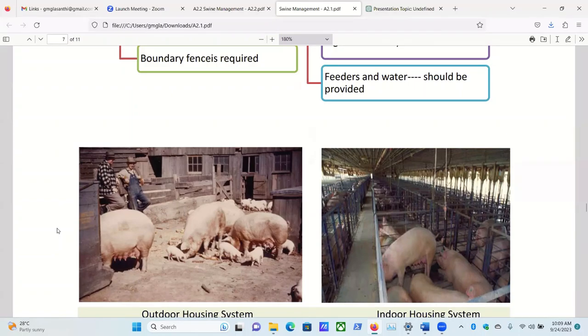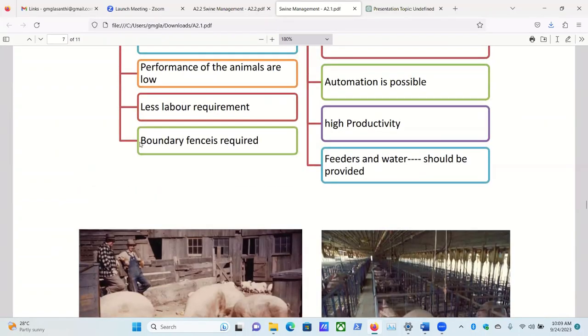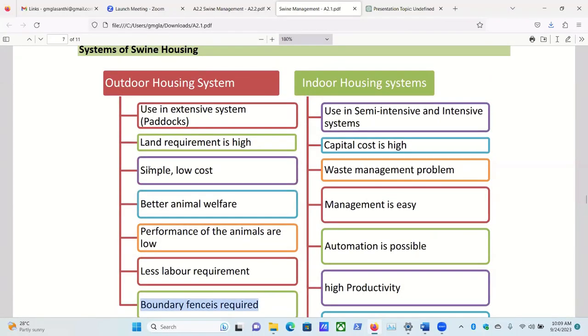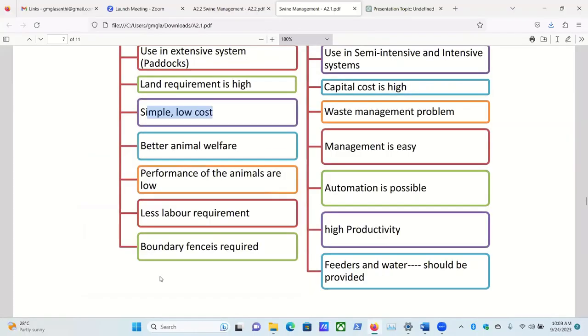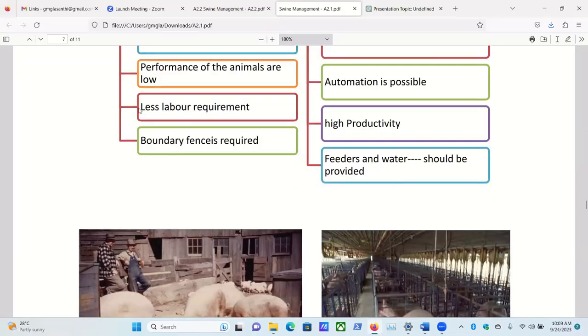So in here, a boundary fence is required. Only a boundary fence we are providing. And a very simple structure we can build at very low cost. At the same time, there is better animal welfare because we are allowing the animals' natural behavior. Less labor requirement also. Not to feed, not to give water, and they are feeding what they want, and they do what they want. So very low labor requirement is there in this housing system.